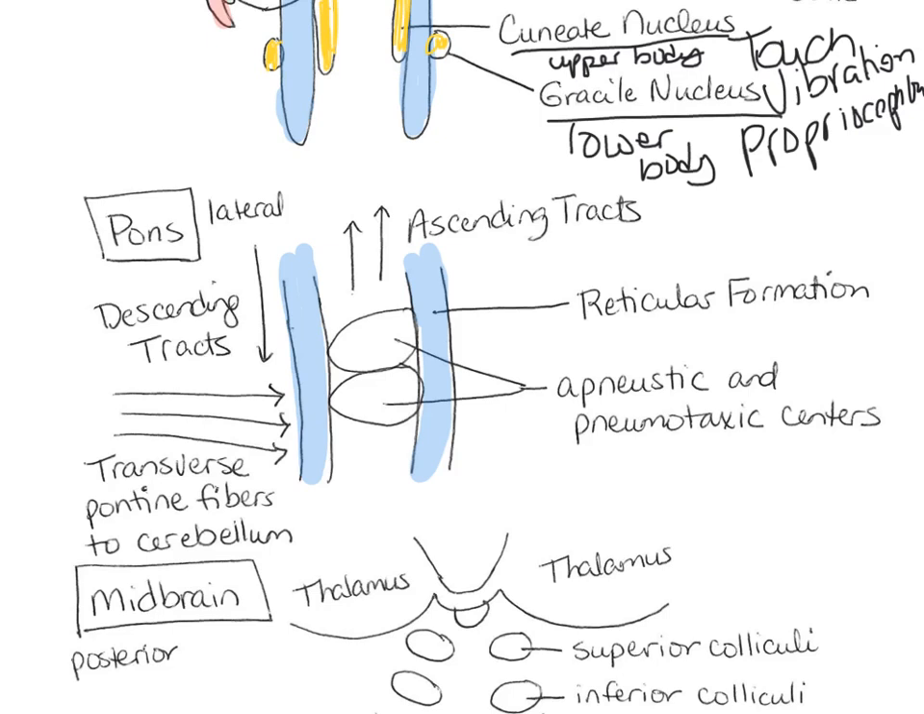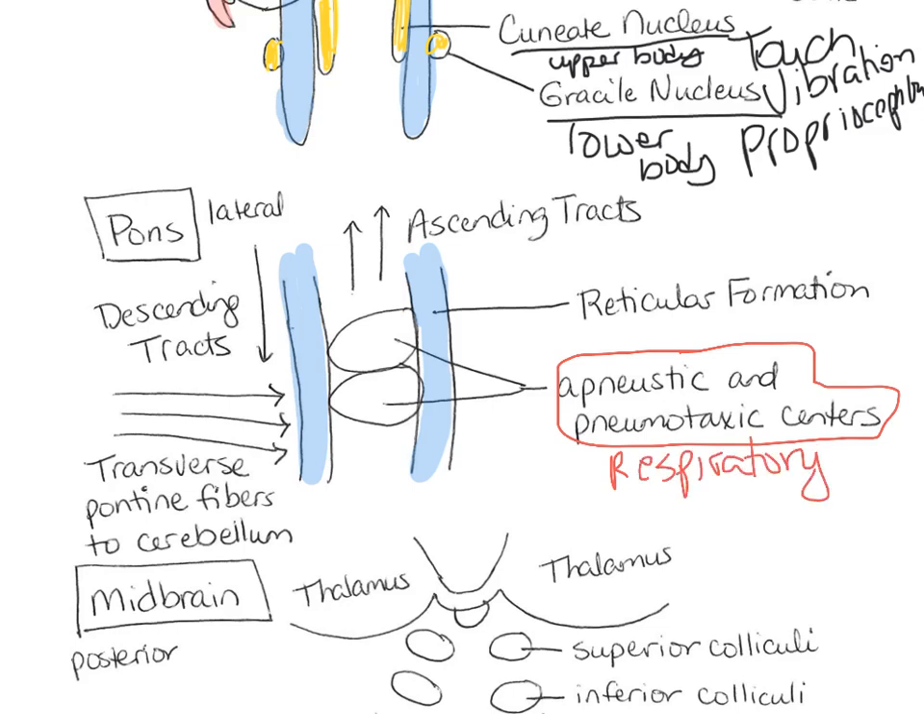And the pons has a few things that I want you to remember. First of all, it has the apneustic and pneumotaxic centers. These are respiratory centers. We're going to hear about them again when we get to the respiratory system. They adjust what the respiratory center is doing in the medulla. That's their job, to adjust the respiratory centers in the medulla. Okay.